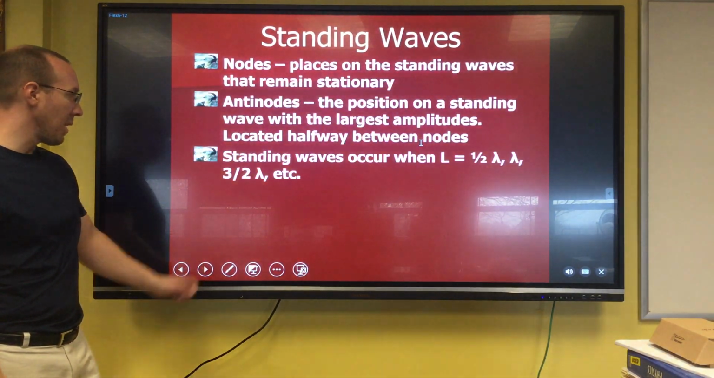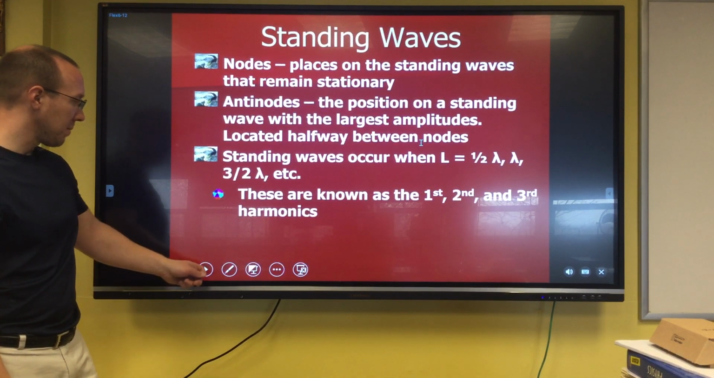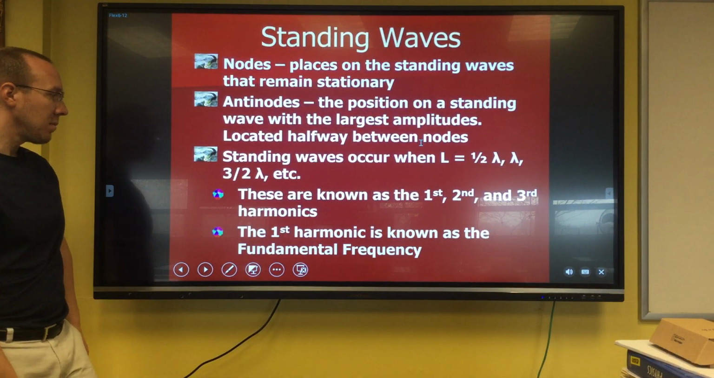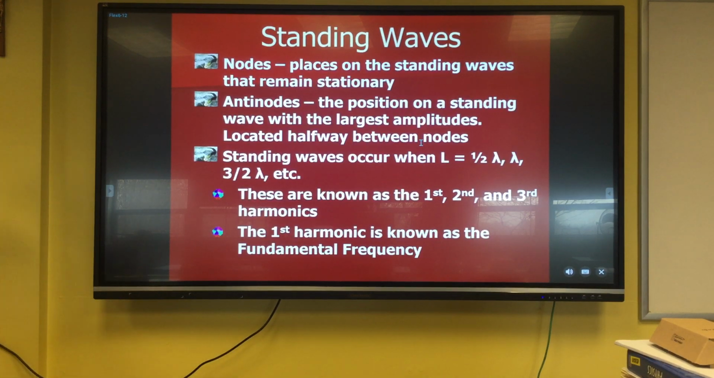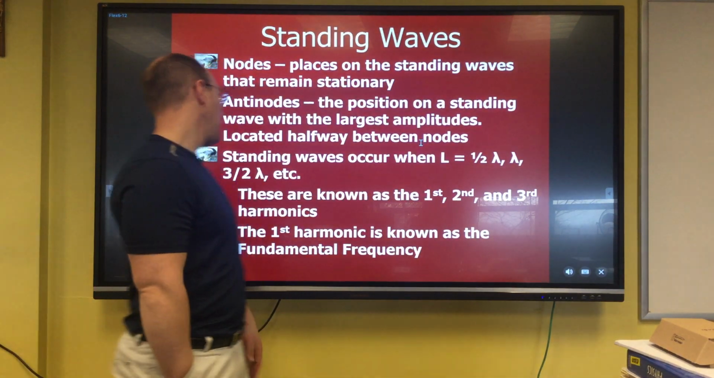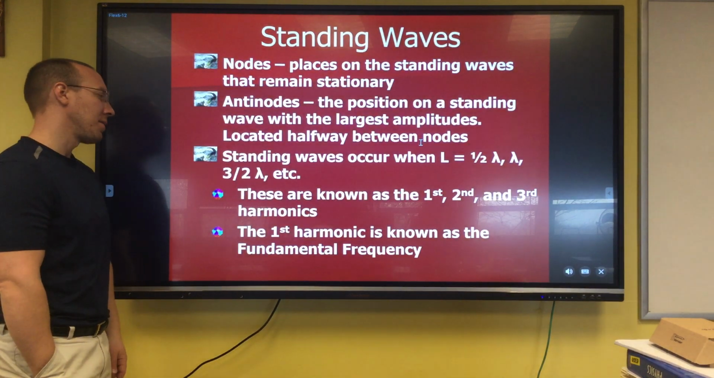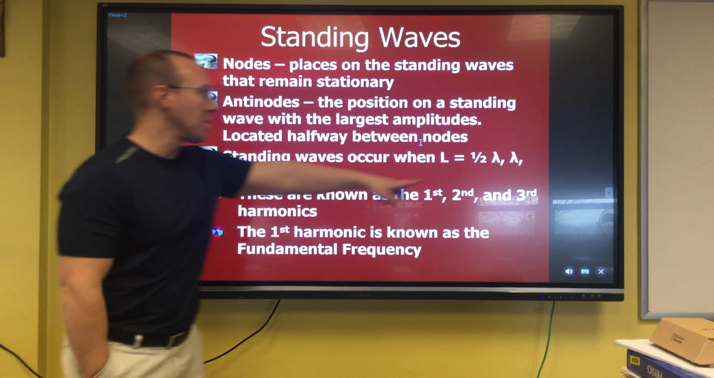Okay, that's everything I just said. Oh, and they're known as harmonics. L meaning the length, and remember 3 halves, that's just 1 1/2. This is the symbol for wavelength.